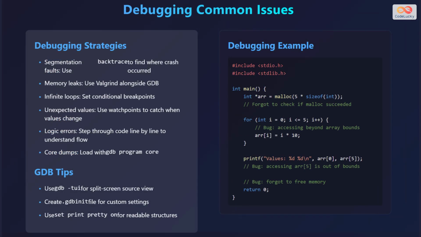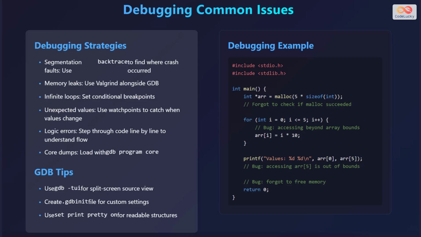When debugging, you may encounter common issues such as segmentation faults, memory leaks, infinite loops, unexpected values, and logic errors. Segmentation faults can be traced using backtrace. Memory leaks can be detected with Valgrind alongside GDB. Infinite loops can be stopped with conditional breakpoints. Unexpected values can be caught with watchpoints. To debug logic errors, step through the code line by line.